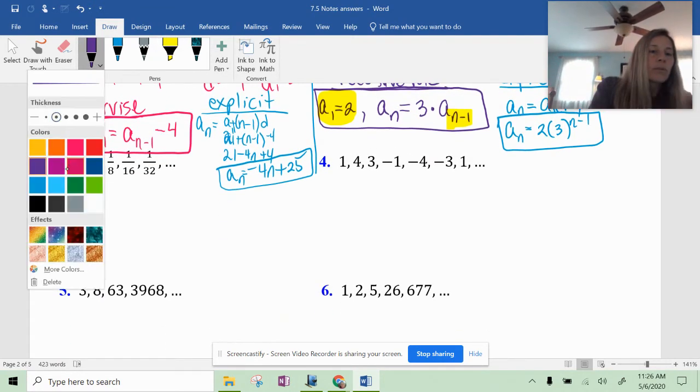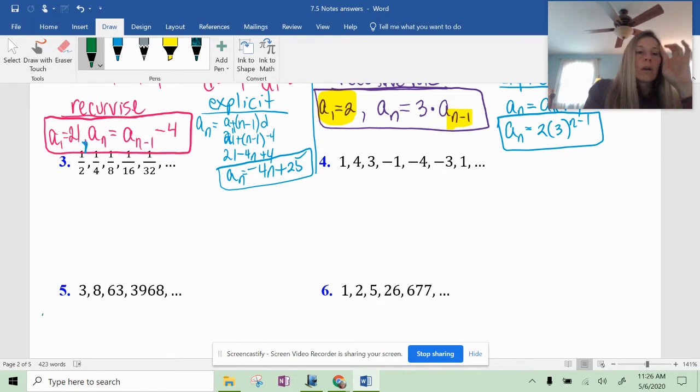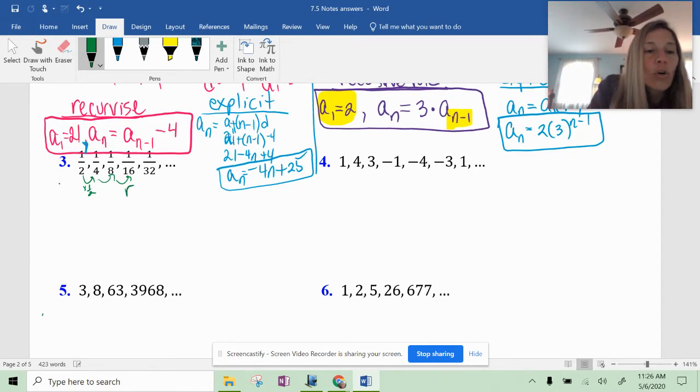All right, so number 3. This rule here, it looks like it's a multiple of 1/2, right? So my r value here is 1/2. Now this is geometric.